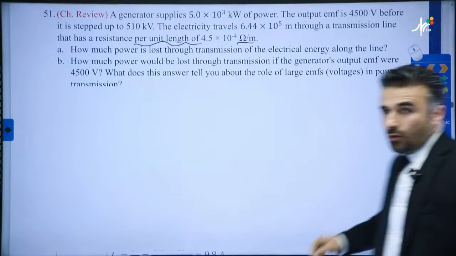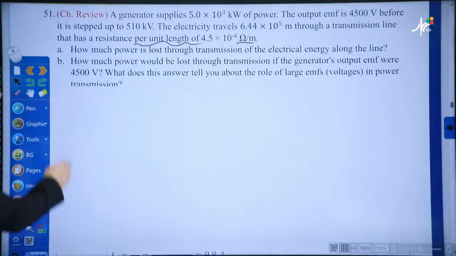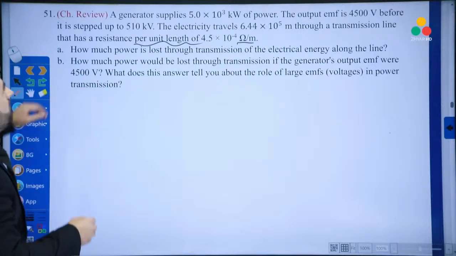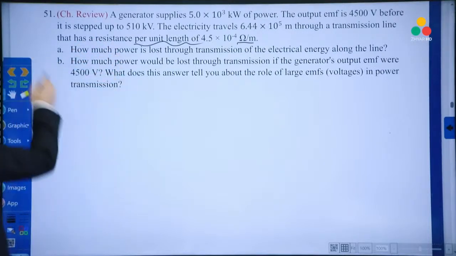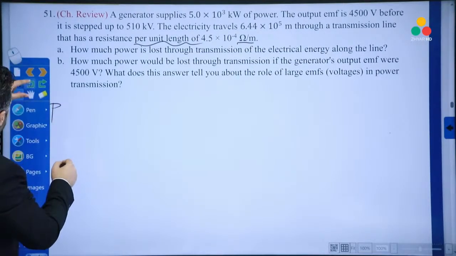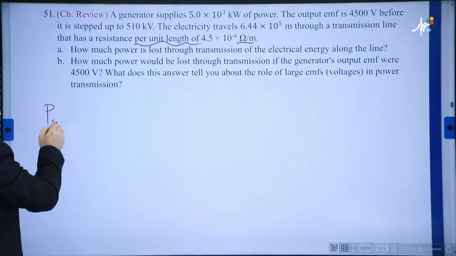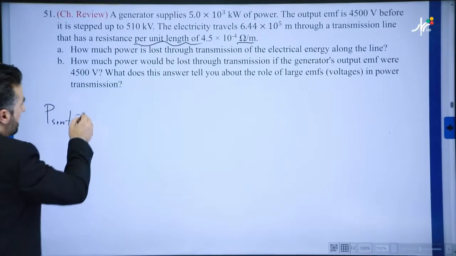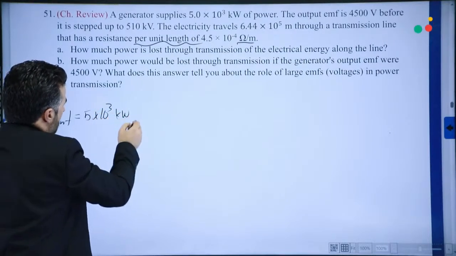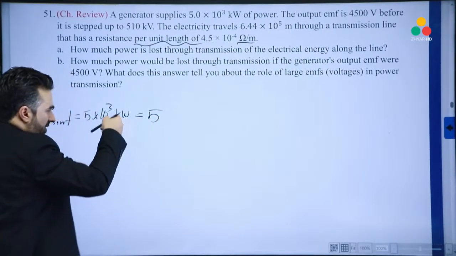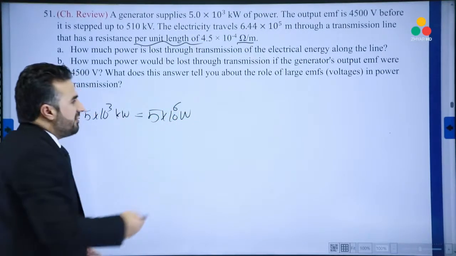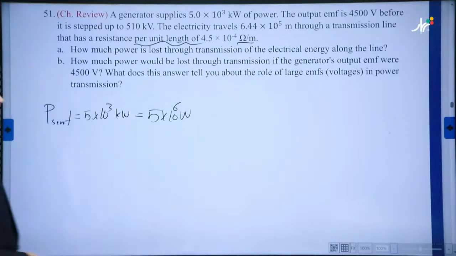Okay, so what is the information given here? The first one here, as you can tell, says the generator supplies this much kilowatt. So this is the power, we can say the power that is sent. How much is this? That is 5 times 10 to the power 3 kilowatts. Can I convert this one? This kilo is another 3, so that would be about 5 times 10 to the power 6 watts. You can say 5 megawatts as well if that was a multiple choice.